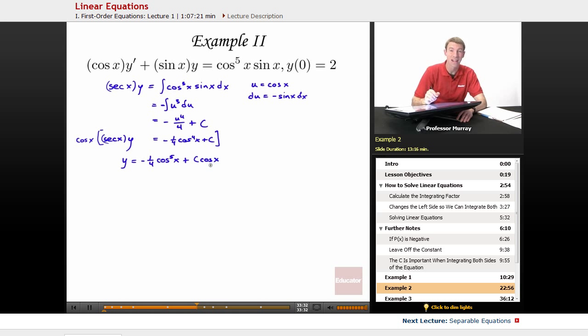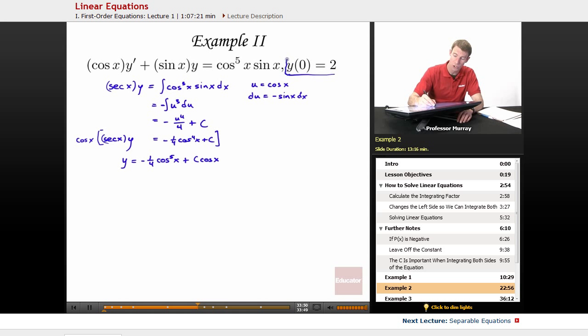That's why we had to add that c, because the algebra that we do afterwards to solve for y starts to tangle up the c into the equation here. Now, if we didn't have an initial condition, we'd be done, because what we found right here was the general solution. But this time we have an initial condition.